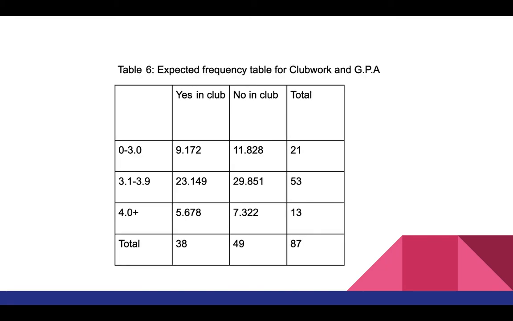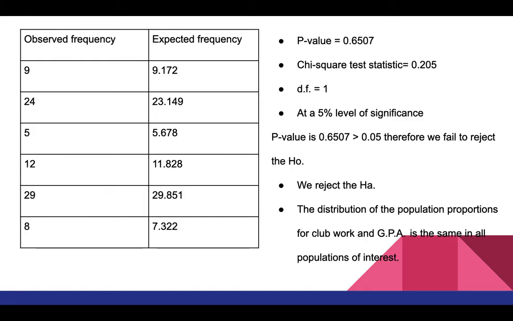Then I created the expected frequency table for club work and GPA, and I was able to put this into the calculator and calculate my chi-square and my p-value. For my chi-square, I got 0.205, and for my p-value, I got 0.65. And so we're also using the same level of significance of 5%, 0.05. My p-value is 0.6507, which is greater than 0.05. So that means that we failed to reject the null hypothesis and we reject the alternative hypothesis.